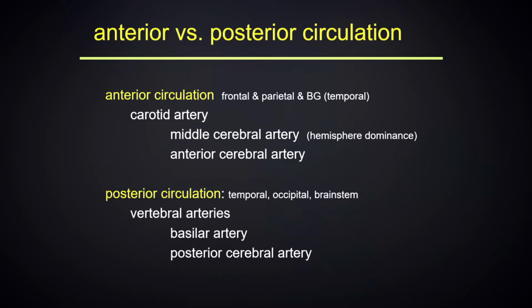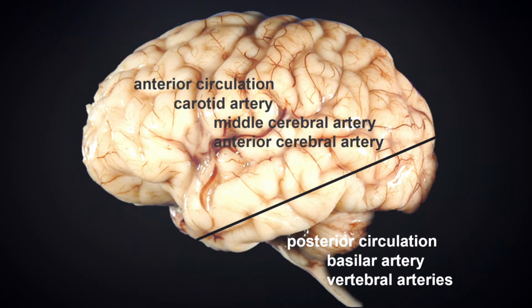It's important to know that the carotid artery and its distributions are called anterior circulation. And it's important to know that the 2 vertebral arteries, which mesh into the 1 basilar artery and then bifurcate into the posterior cerebral arteries, are called posterior circulation. And so when you look at a brain, you should be able to draw a line across it and say vascular lesions up here are from anterior circulation and vascular lesions in this part are from posterior circulation.